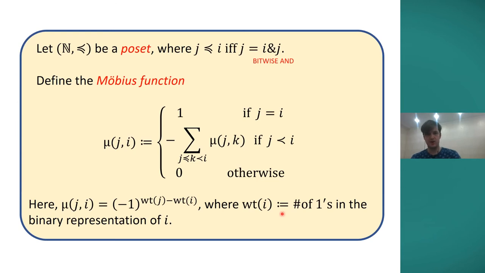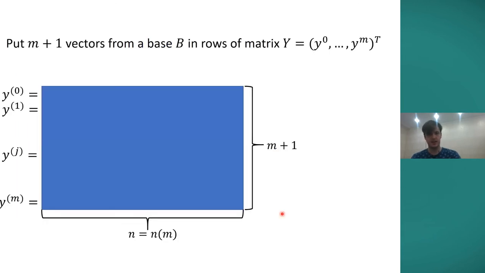Okay, and now we're gonna construct our base. Let's say that we have n plus one vectors in our base, and let's put them as rows in our matrix Y. So basically we have n plus one rows in this matrix, and the number of columns is basically a function of m, which will be specified shortly.